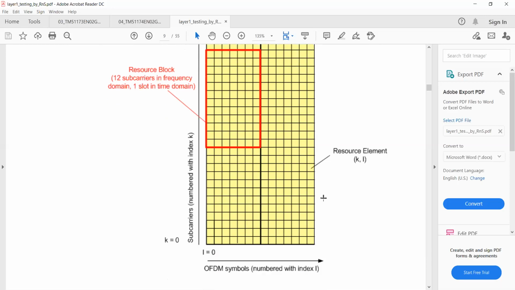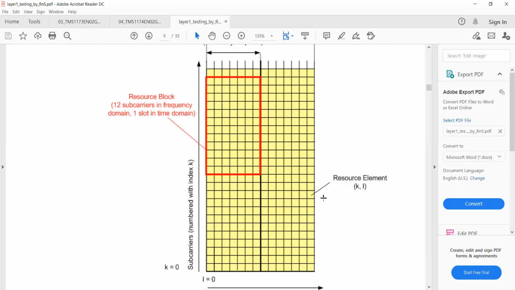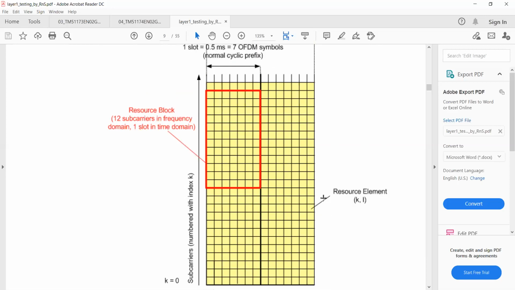What does resource block mean? We have to say 12 subcarriers. Yes, 12 subcarriers is called one resource block.